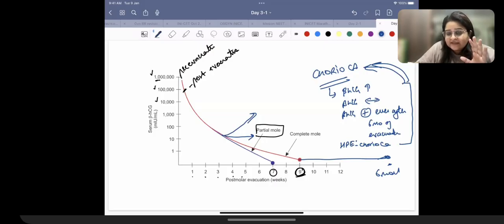So beta HCG rising, beta HCG plateauing, beta HCG still present in the blood even after 6 months of evacuation, or a definitive histopathological confirmation of choriocarcinoma is your diagnosis of choriocarcinoma.